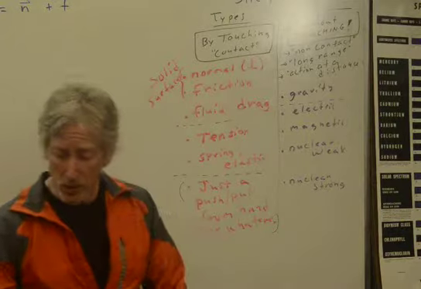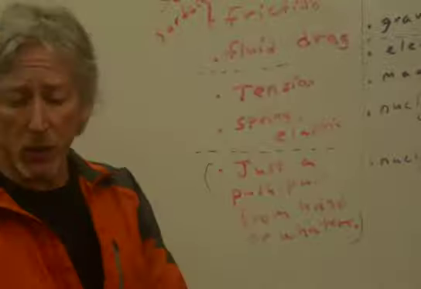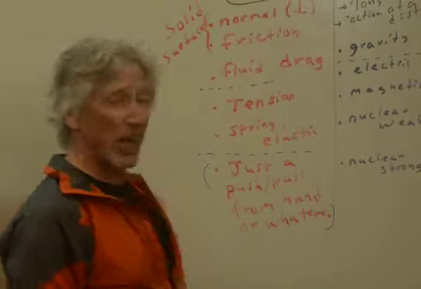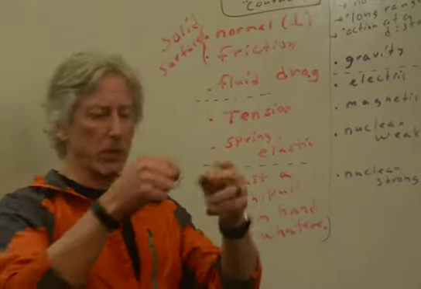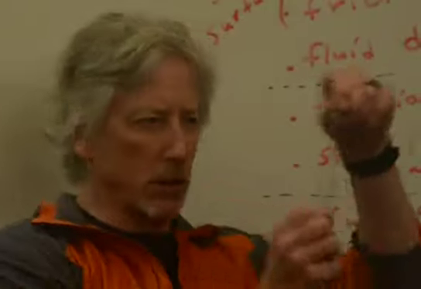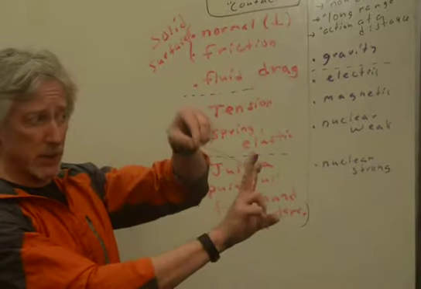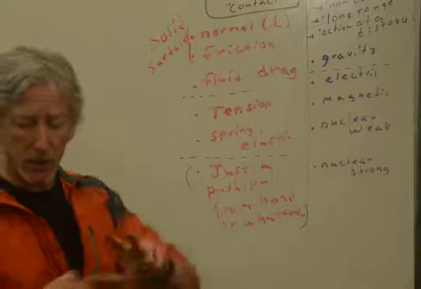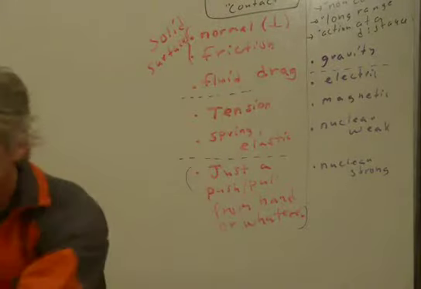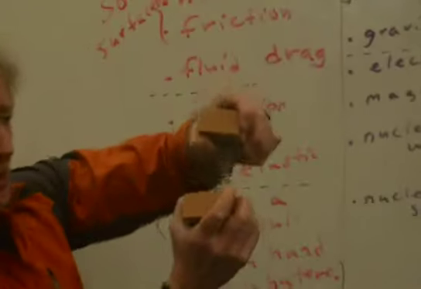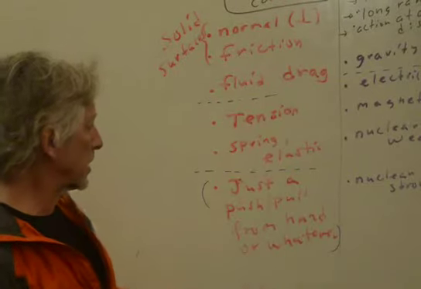Tension in a string: you pull along a string or a rope, a cable, a chain even. Spring or elastic forces: you've got rubber bands. There are different kinds of springs. This one doesn't compress, it just stretches. This one compresses and stretches. So there are different strengths of springs and elasticity.